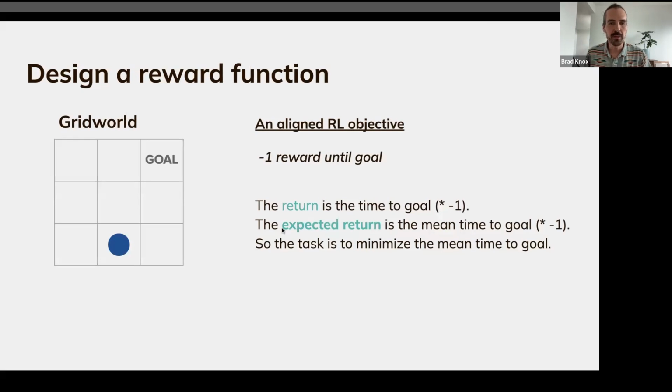And then from that, you can think about the expected return, which is the expected time, or mean time, to goal times -1. And so in plain English, you can say that the task is to minimize the mean time to the goal. And I'll come back to this in a later slide about legibility or interpretability of return.